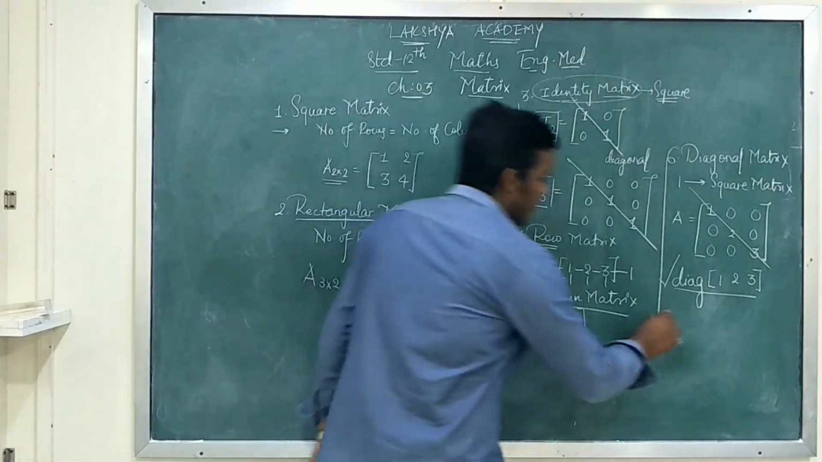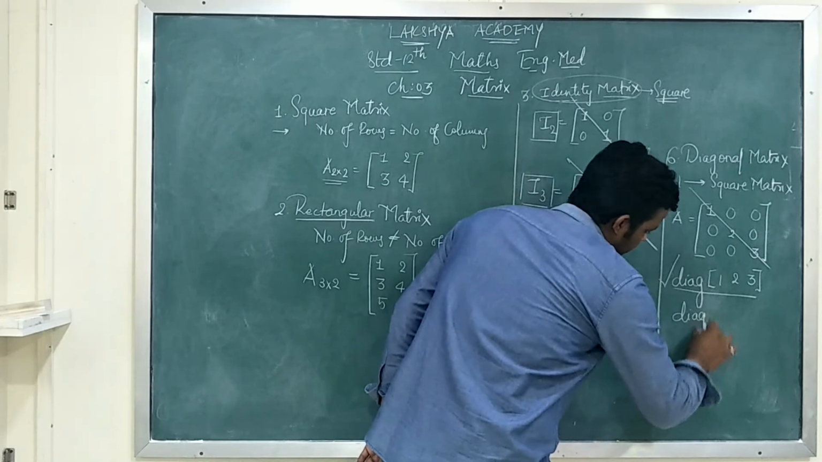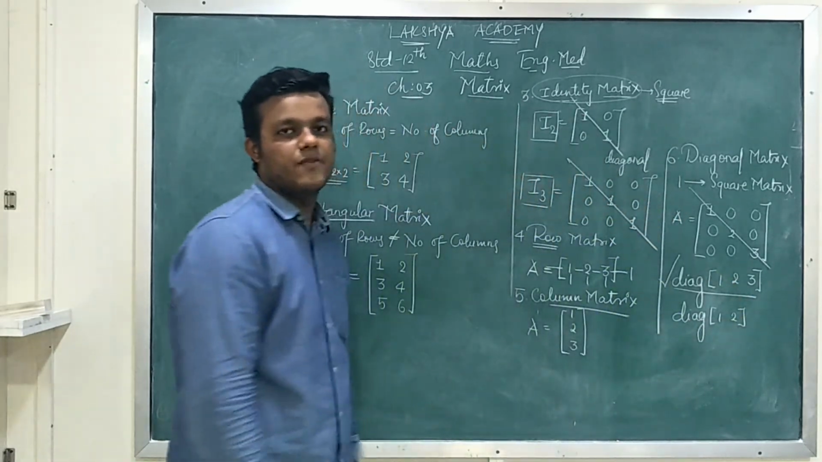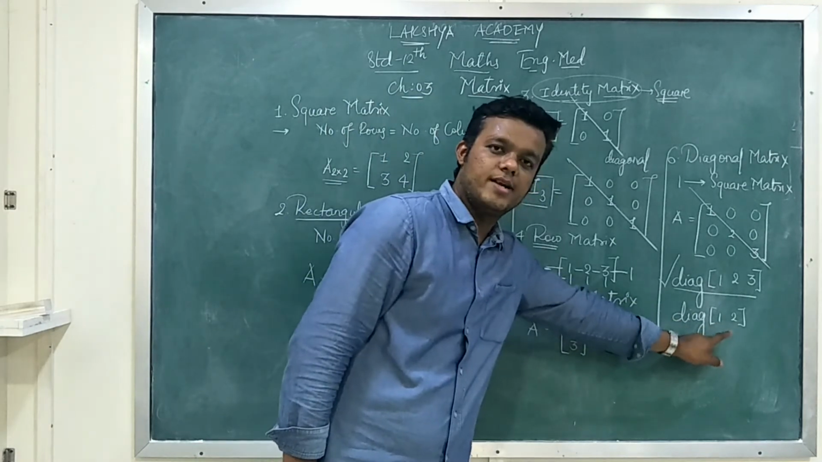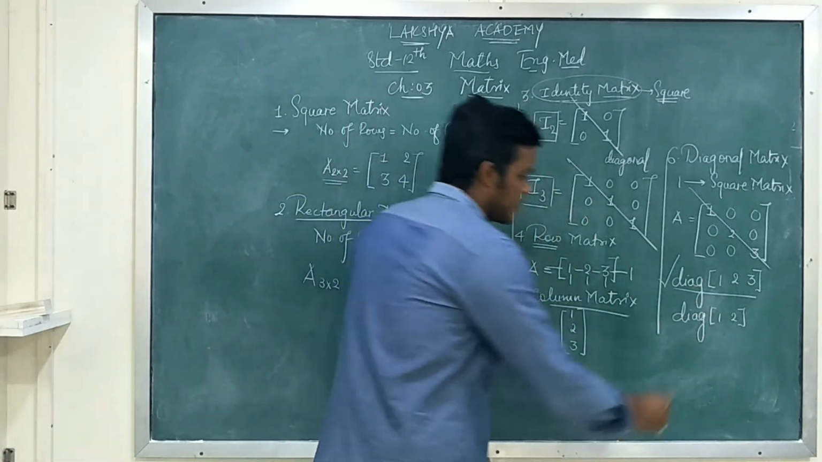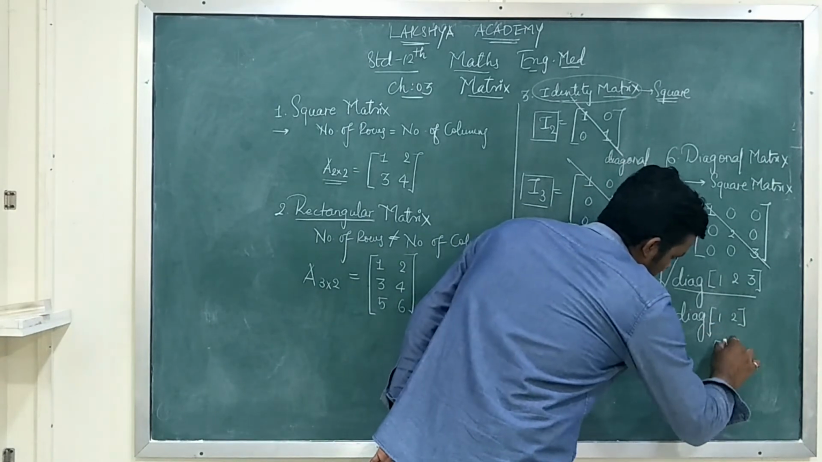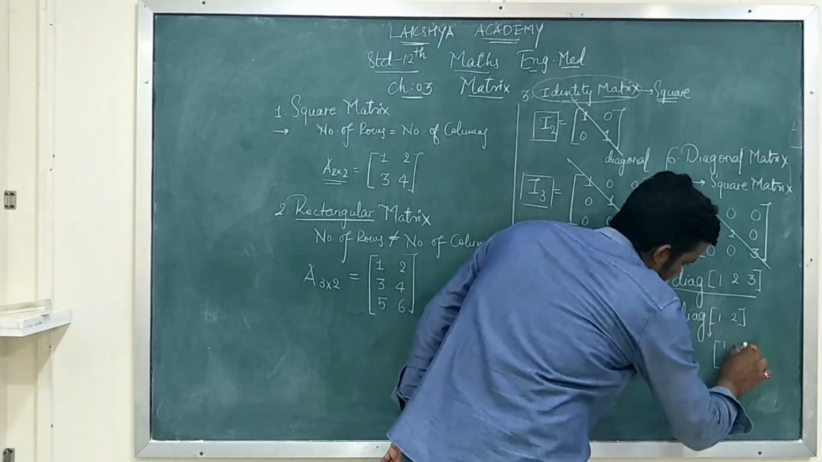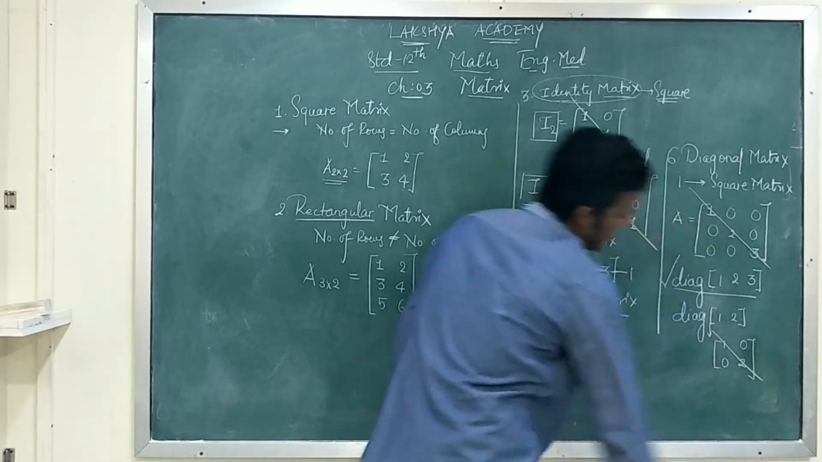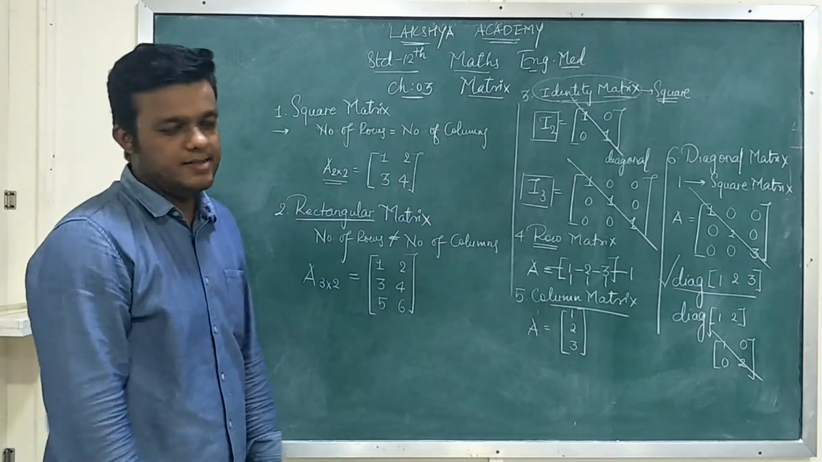And if they give diagonal 1, 2, then you should understand that we are talking about a 2 cross 2 matrix, and this is a 3 cross 3 matrix, right? This represents 1, 0, 0, 2, 1, 2 on the diagonal, right?